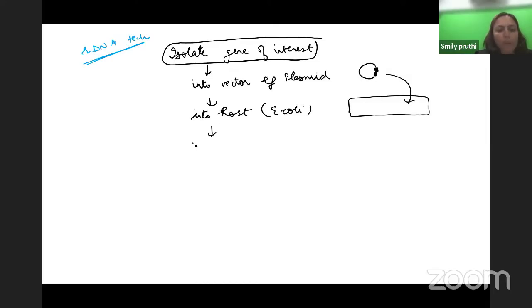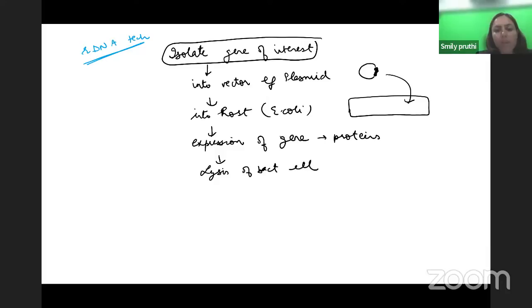Now the E. coli cell will do the expression of this gene and will produce many proteins. So proteins will be formed. Then we have to extract this protein. So we'll do lysis of the bacterial cell. We will be getting a lot of protein mixture. When we break down the cell, obviously we'll not only get the proteins formed from the plasmid, but other proteins of the cell also. A lot of mixture of proteins.